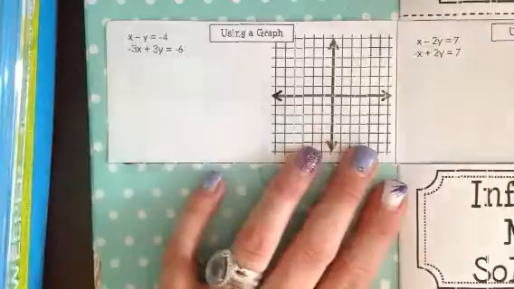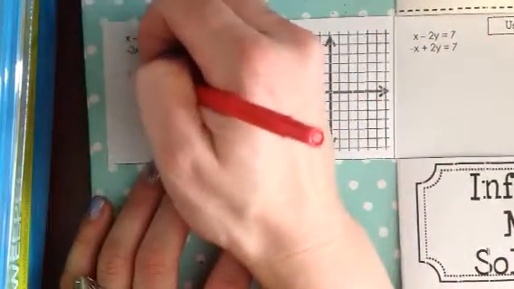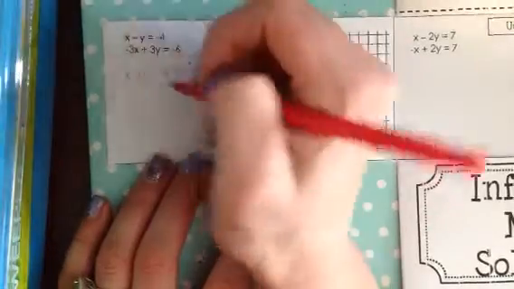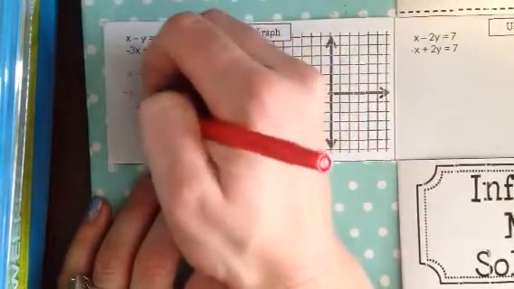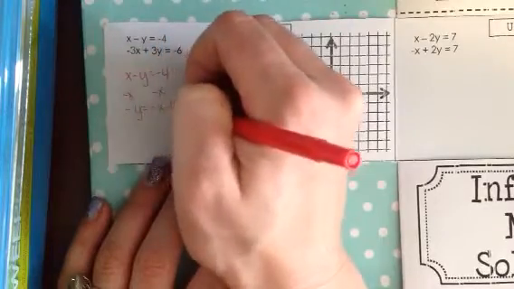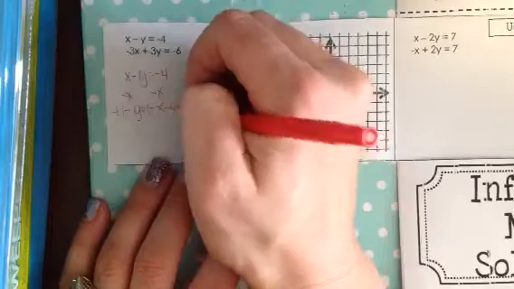I'm going to convert both of these equations again into slope-intercept form. x minus y equals negative 4. I'm going to subtract x from both sides. I get negative y equals negative x minus 4. I can multiply both sides then by negative 1.